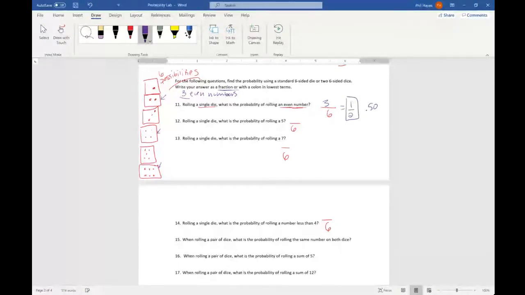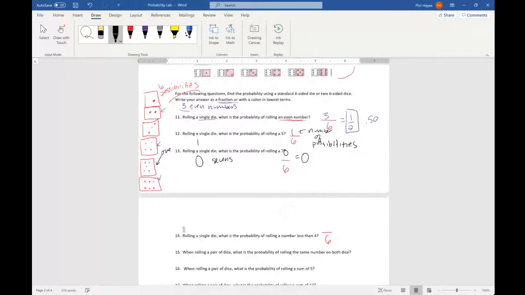All right, number 12, when rolling a single die, what is the probability of rolling a 5? So now you just need to ask yourself, well, how many 5s are there in my options? Well, I have 1. So I have 1 5, so that'll be my numerator. Okay, so the numerator represents the number of possibilities, and the denominator represents the total. Now if I look at 13, what's the probability of rolling a 7? Well, is there a 7 over here? No, there are 0 7s. There's your numerator. Okay, I'm going to let you try number 14 on your own.